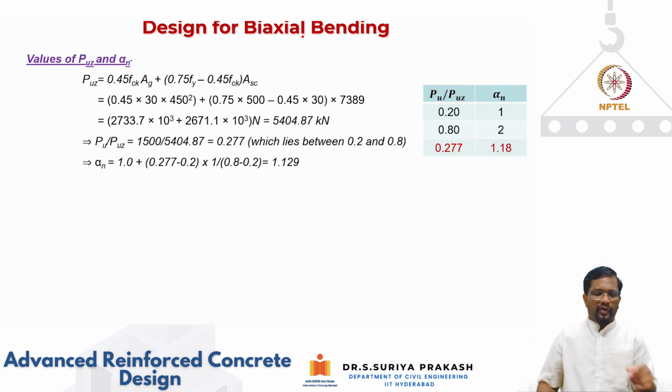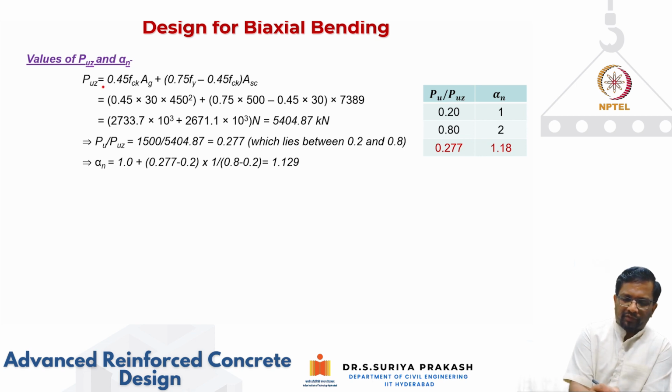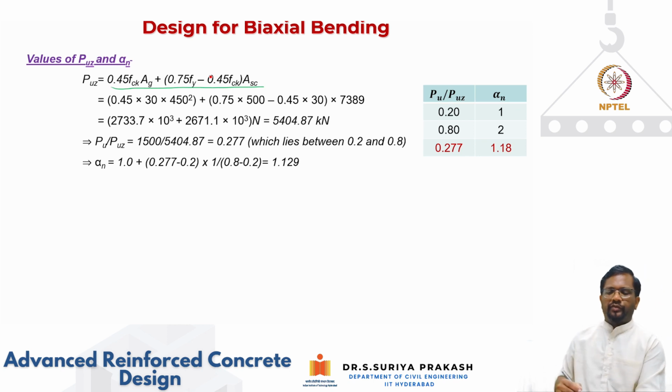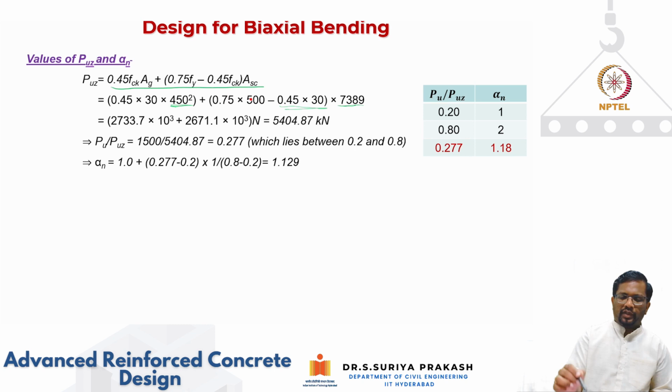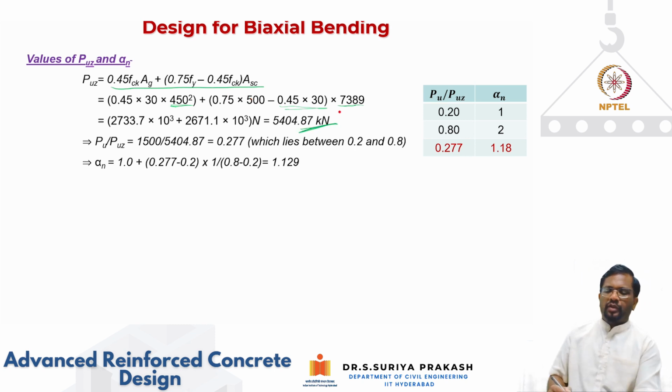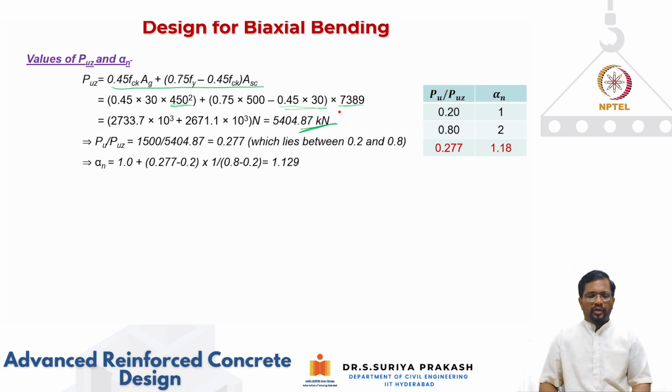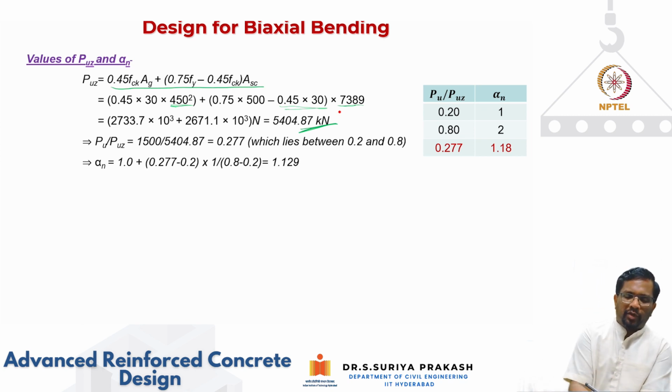So alpha n, how do we get? First we get the pure compression capacity, which is 0.45 fck Ac plus 0.75 fy Asc. So you plug in all the values, okay, and this is the area of steel, and this is your total gross area. Because I'm using gross area here, I have to subtract that concrete stress of 0.45 fck. That's why I'm subtracting here, and you get a pure compression capacity of 5,405 kilonewton.